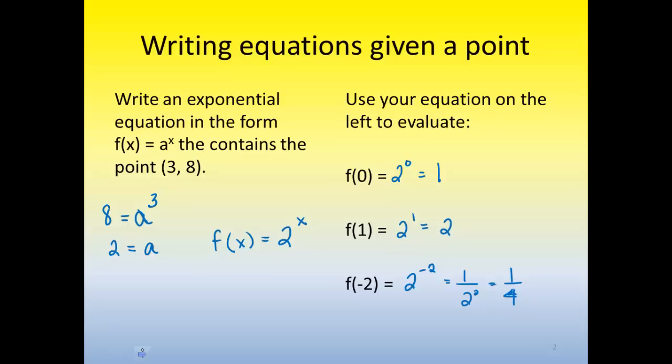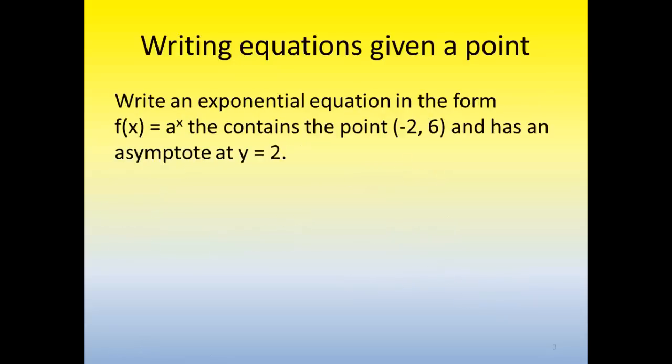All right, let's try another example together. Here we're going to write an exponential equation in the form of f of x equals a to the x power that contains the point (-2, 6), and it has an asymptote at y equals 2. Well, from what you learned in video 2, when we have a horizontal asymptote, it's going to be shifted up. So to represent that, I know that I'm going to have f of x equals a to the x power, and it's going to be plus 2 because of my asymptote. If my horizontal asymptote was at y equals negative 5, I'd write minus 5 because that moved it down. So that's just a transformation.